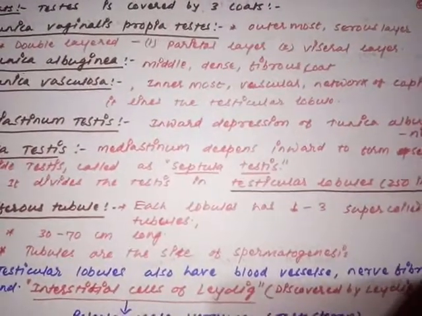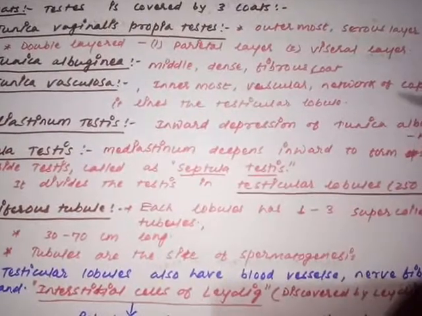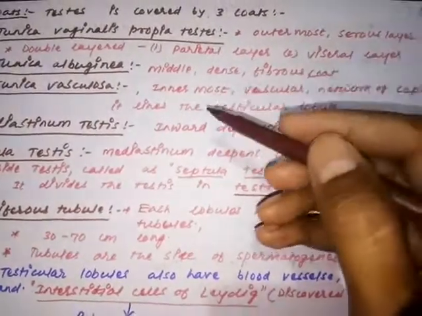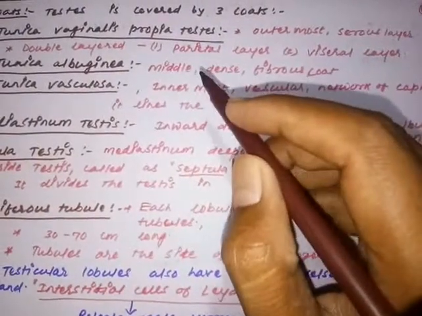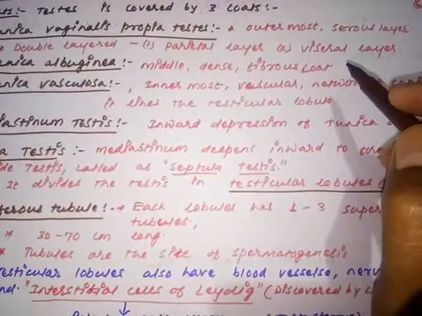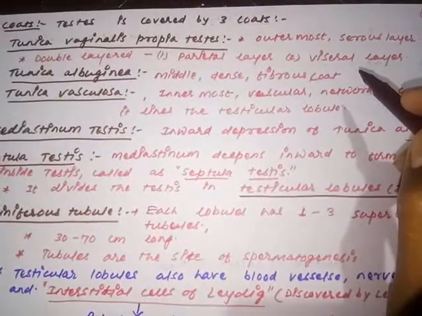Are you getting my point? Serous layer is there, so serous cavity will be there, with a potential fluid present over there that will prevent the collapse of the testis. And this is a double layered structure. Double layered structure means this is made of two layers, and as usual you know very well, the outer layer is called the parietal layer, and the inner layer of the tunica vaginalis propria testis is called the visceral layer.